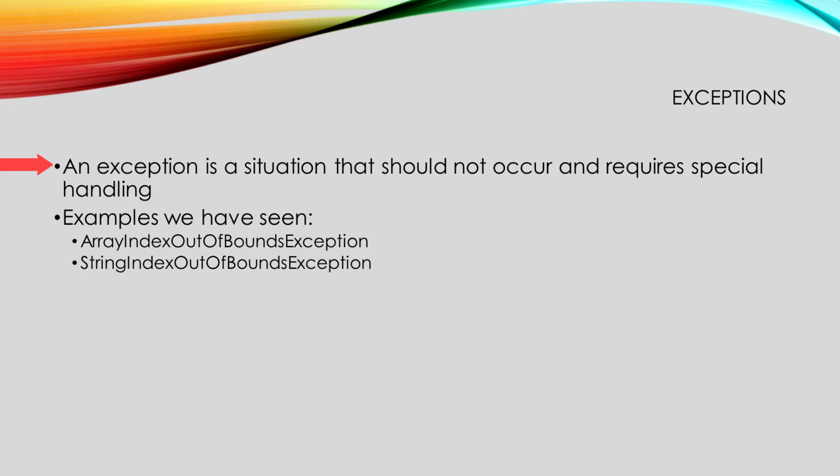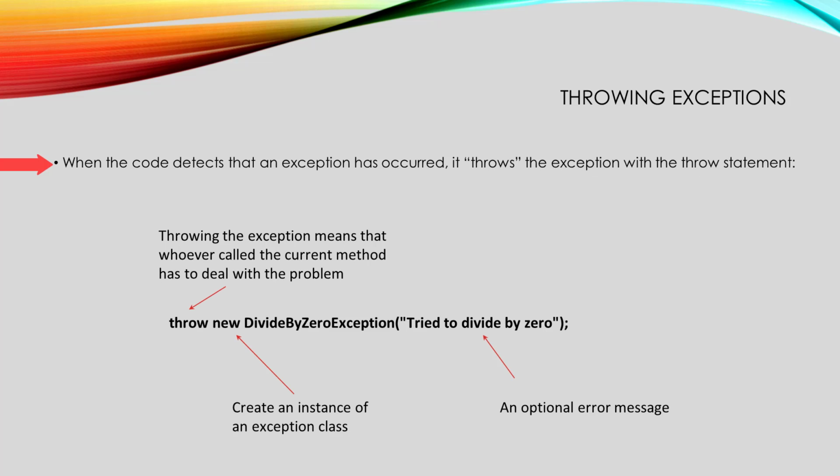And you've seen some of these already. Remember those string index out of bounds exceptions in stage 8? When our code detects that an exception has occurred, it captures the details in an object and then throws that object. We do that with a throw statement. The throw statement requires that we include the object that captures what happened. So in this example, we are using a new statement to create the exception object, and then using the throw statement to send that object back to whatever code called the current method.